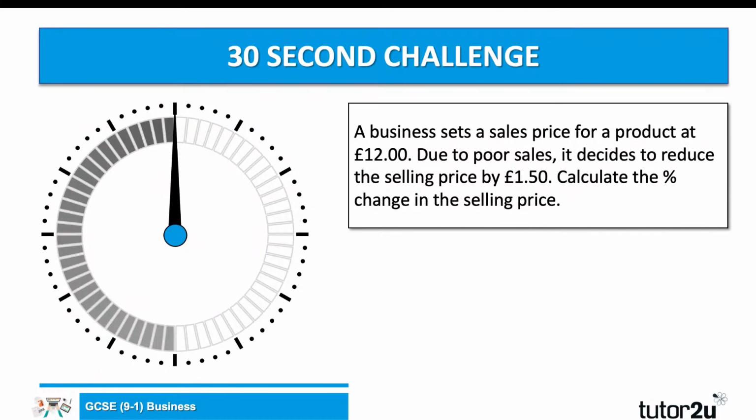So a business sets a sales price for a product at £12. Due to poor sales, it decides to reduce the selling price by £1.50. Calculate the percentage change in selling price. 30 seconds, here we go.